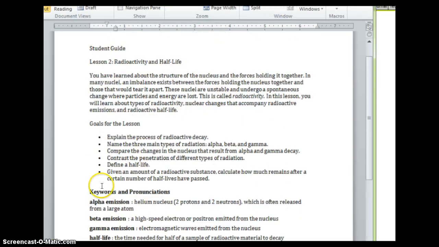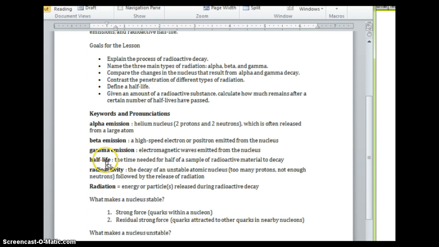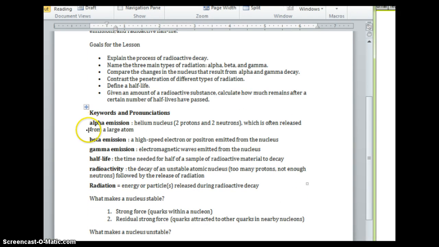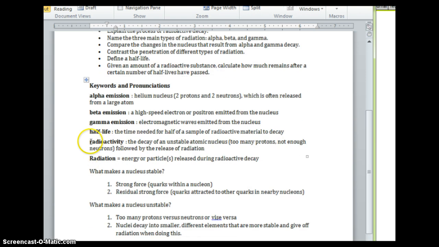All right, from the student guide, I kept the beginning paragraph and the goals. We have some keywords and pronunciations, but we're going to start here with the ones that we just read. Radioactivity is the decay of an unstable atomic nucleus, too many protons, not enough neutrons, for example, followed by the release of radiation. I added the word radiation: energy or particles released during radioactive decay.